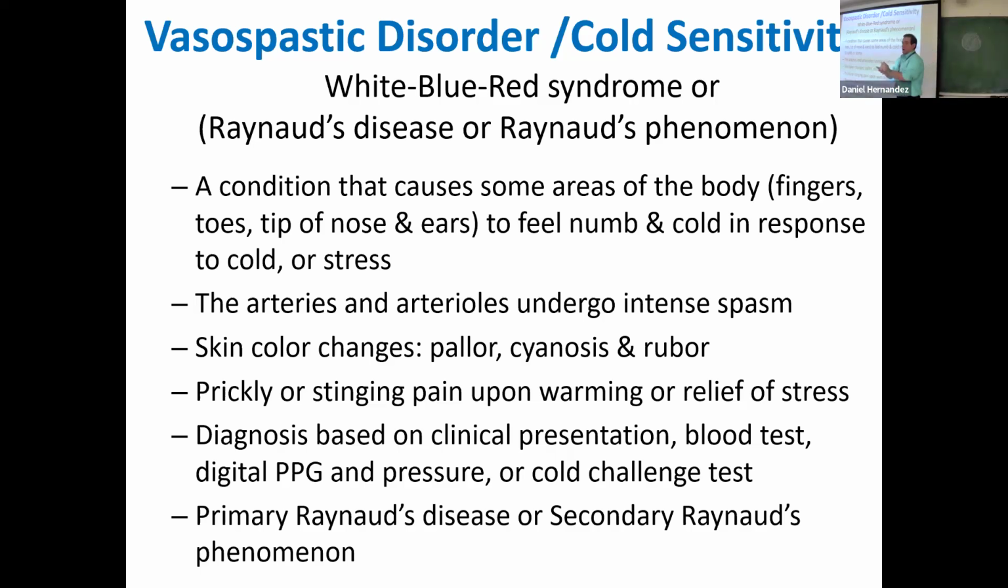Some of that rubor can also happen as that spasm releases itself. As the muscles in that blood vessel relax, we get a sudden rush of blood going back in. That can also cause the hand or a portion of the body to turn very red as we get a sudden influx of blood again. Patients can have prickly or stinging pain upon warming or relief of that stress. So we get reperfusion of blood flow going back in.